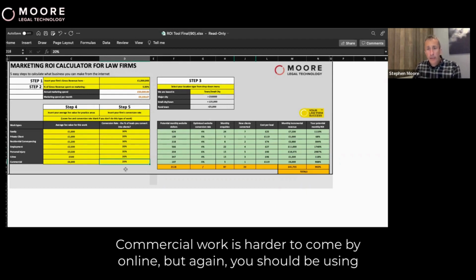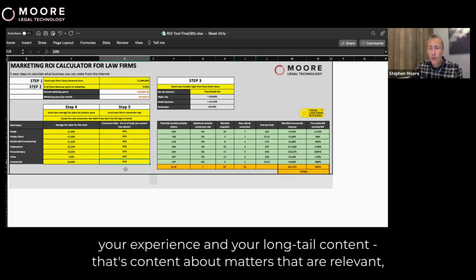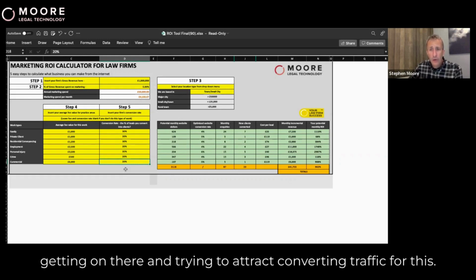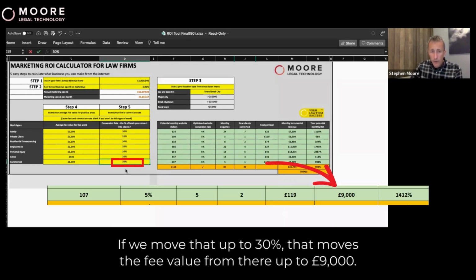Commercial work is harder to come by online. But again, you should be using your experience and your long tail content. That's content about matters that are relevant, that are topical, that are good earners for you. And you should be producing decent content for your site, getting on there and trying to attract converting traffic for this. Again, if we move that up 30%, that moves the fee value from there up to £9,000.